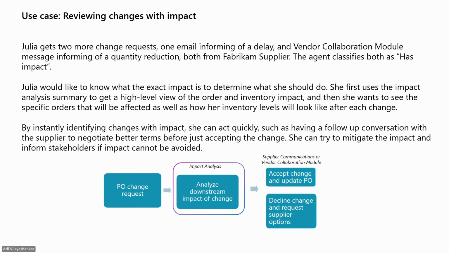So by instantly identifying changes with impact, she can act quickly, such as having follow-up conversations with the supplier to negotiate better terms. This could be whether they can expedite their production or the delivery, the transportation. Can they deliver partial quantities? Can they split the delivery, or can they offer her any other options that she can then apply before just accepting that change? She can also try to see if there are other options before it's too late. So she can quickly identify which changes have impact that she should react to first to minimize production and customer impact.